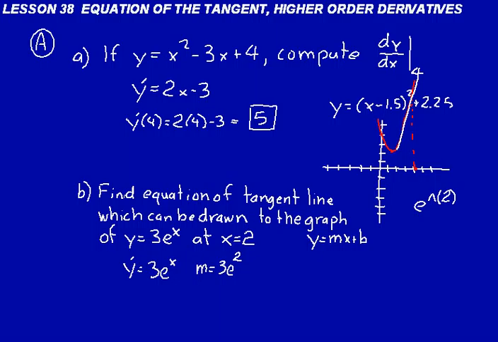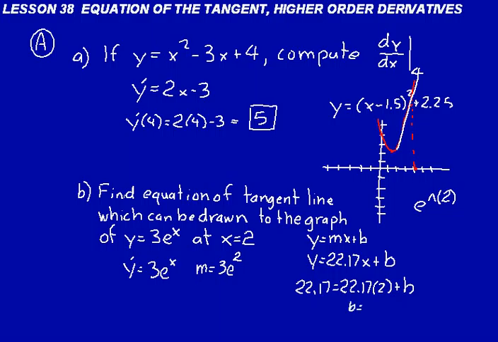or about 22.17. So we'll have y equals 22.17 times x plus b. We still need to solve for b. This line touches this function at x equals 2. So at x equals 2, y equals 3e squared, or 22.17. So we can just substitute that in for our point that is on this line. 22.17 equals 22.17 times 2 plus b.